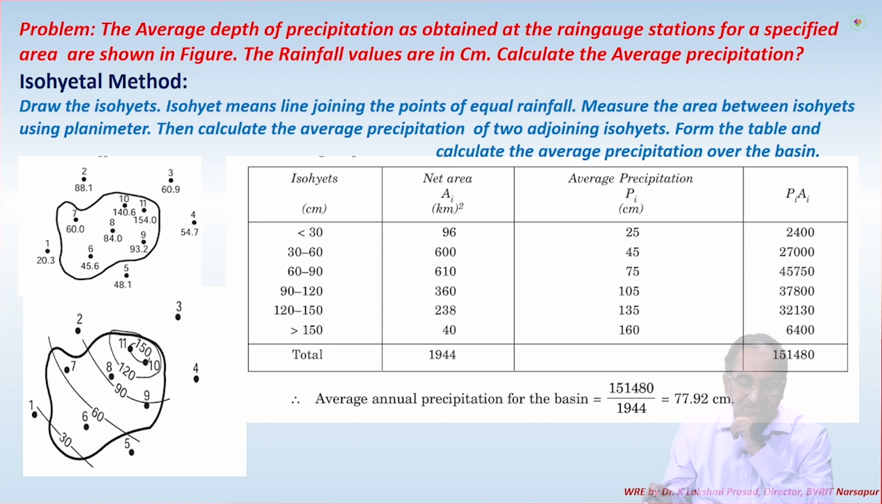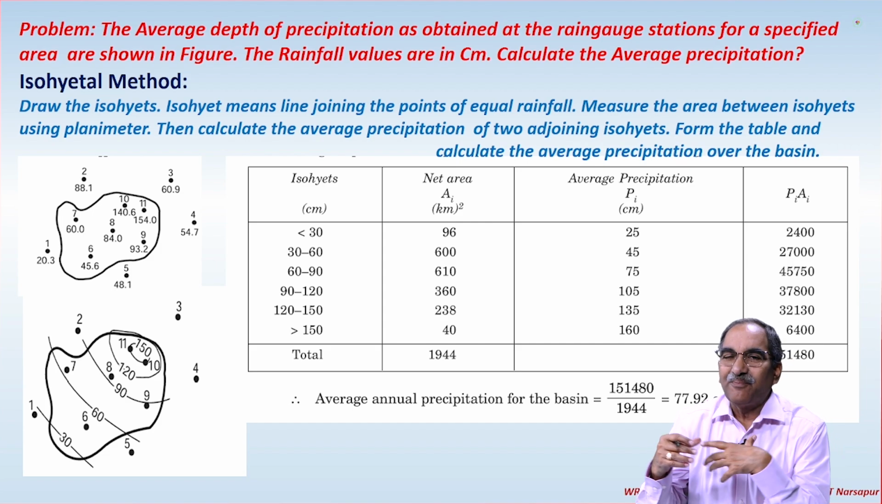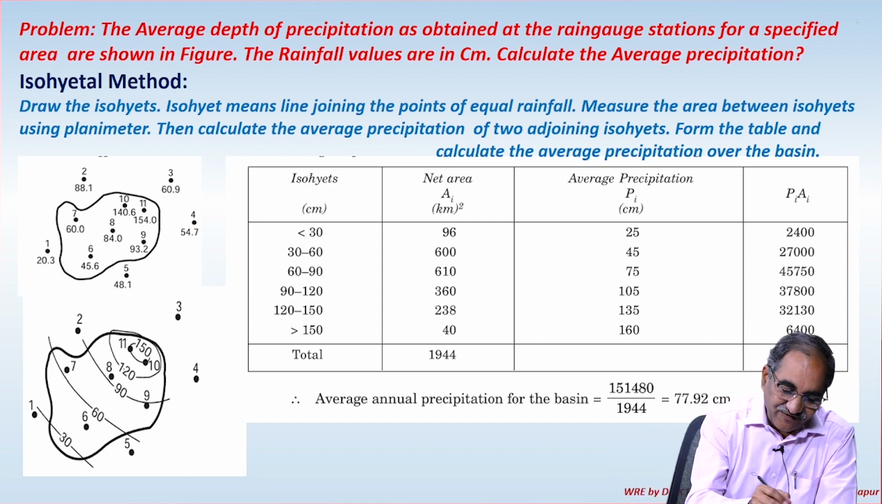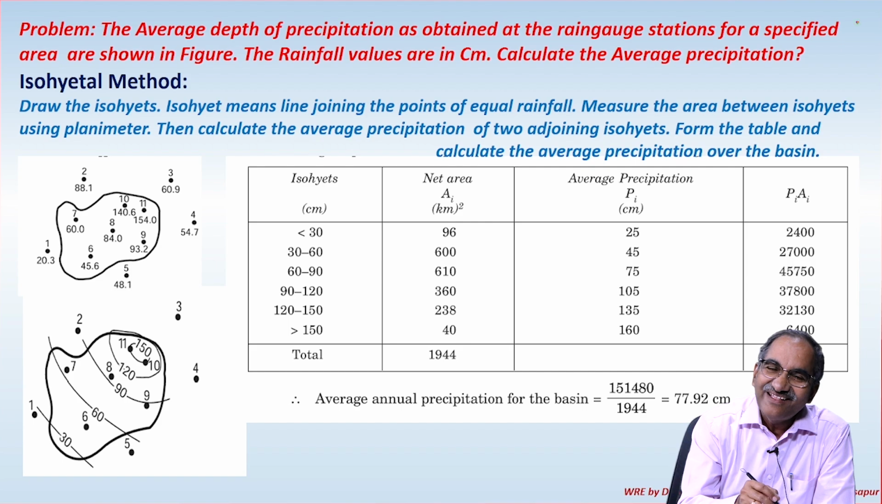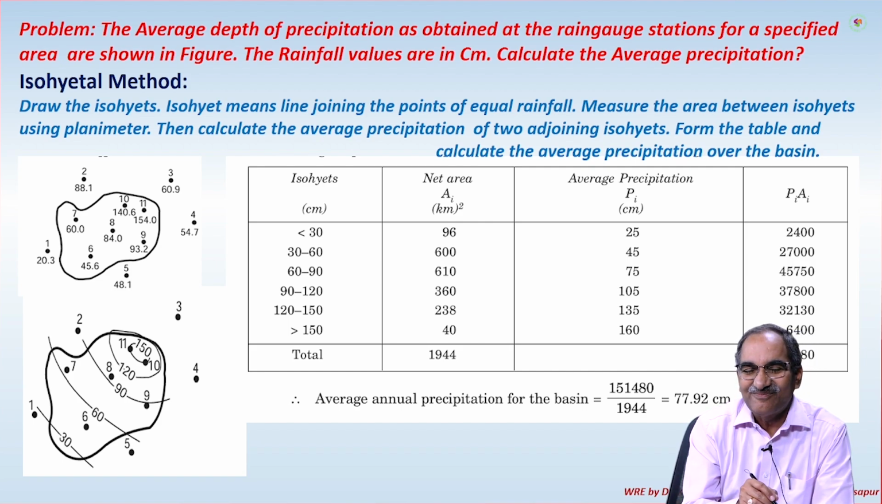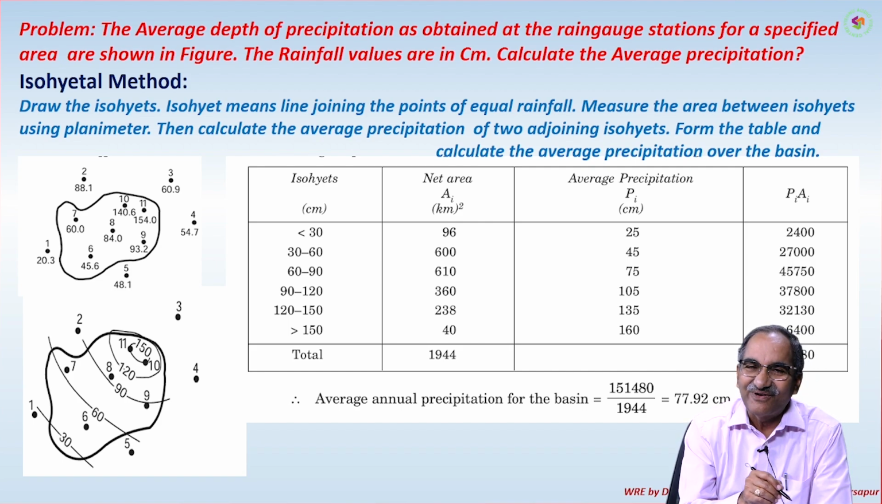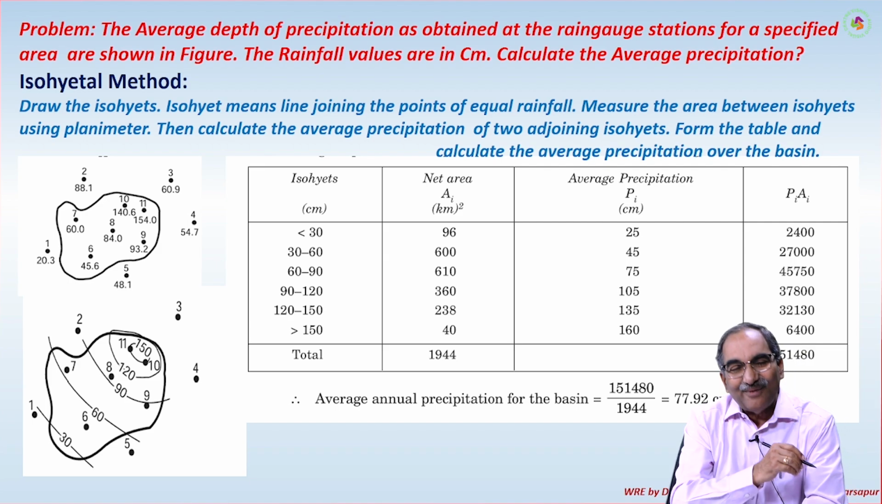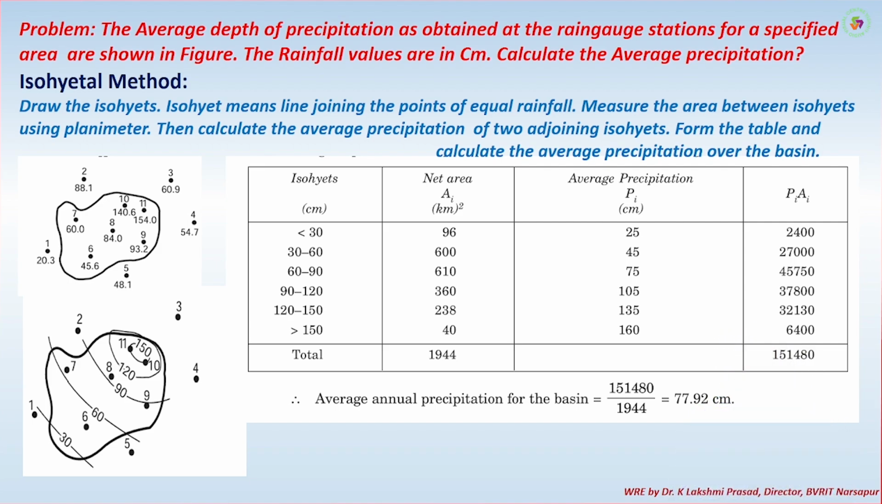Then an example, a little bit practical. I have taken the same figure that I used for the arithmetic mean method and the Thiessen polygon method, and again I am taking the same figure for the isohyetal method. By taking this, we have drawn the isohyets. Now see the isohyets. How did I convert this isohyet data into a table?